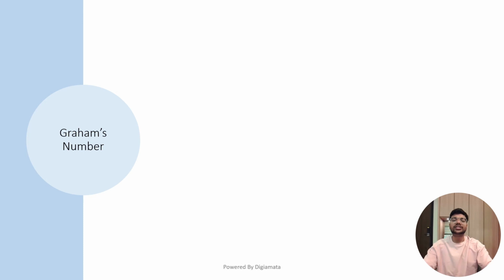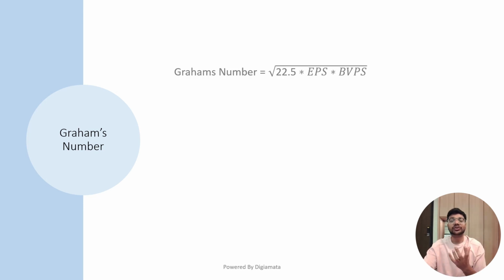If you remember in lecture 2, we have discussed a bird's eye view of the overall health of a company, where we have discussed this number. So Graham's number is the square root of 22.5 times earning per share times book value per share. Now this 22.5 has been developed by Benjamin Graham in his book The Intelligent Investor, and it has been widely followed.